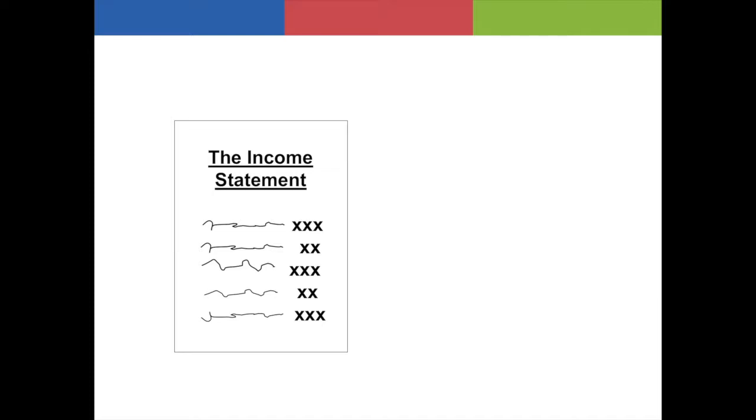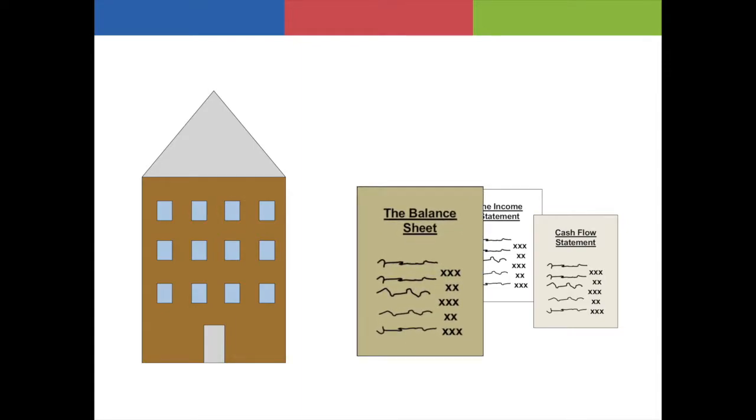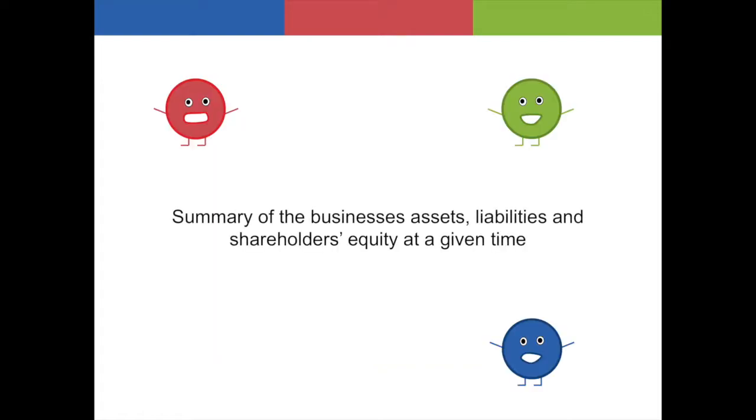As we have seen in the previous videos, the income statement reports the profit or loss in a given period. The income statement is one report within a group of financial statements that will be produced by a company for each period. Another financial statement which is fundamental and goes hand in hand with the income statement is the balance sheet. The balance sheet, which is also known as a statement of financial position, shows a summary of the business's assets, liabilities, and shareholders' equity at a given time.